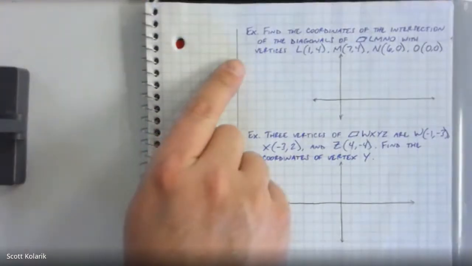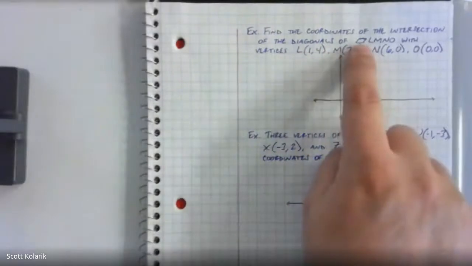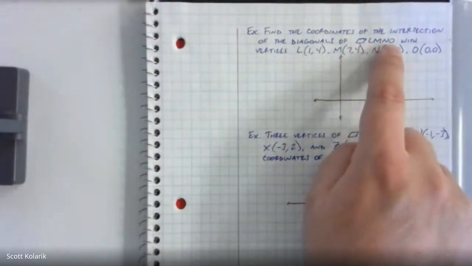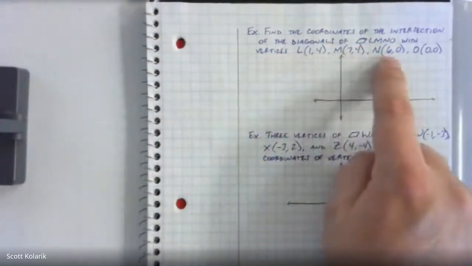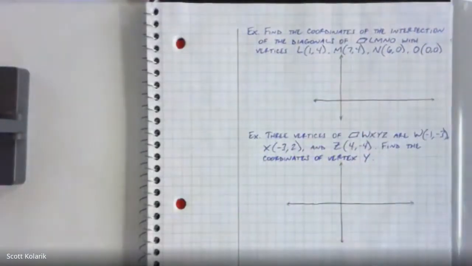Find the coordinates of the intersection of the diagonals of parallelogram LMNO. And then they give us what L, M, N, and O are in coordinate form. So essentially, we're going to be tasked with this. First, obviously, plot your points. You will create a parallelogram.